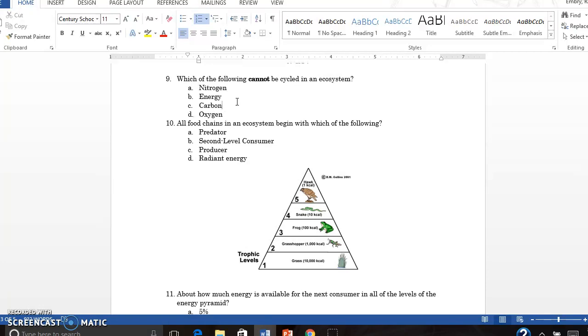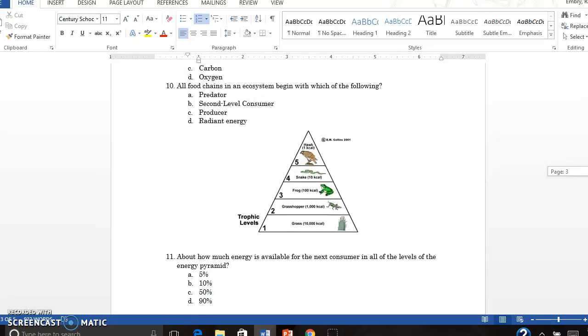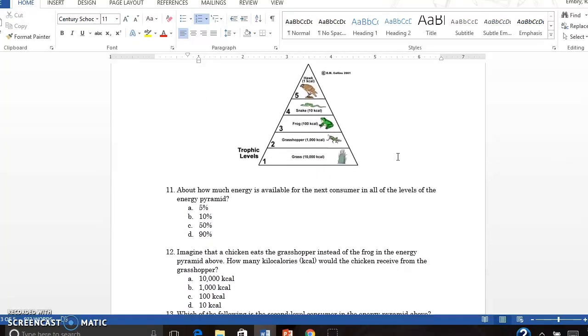Alright, question 10. All food chains in an ecosystem begin with which of the following? Well, they always start with an energy source, and most typically that is radiant energy, which is energy from the sun. Alright, next we have an energy pyramid. I want to look at it. Of course, as you know, most of the energy is at the bottom of the pyramid. That's where most of the energy is.